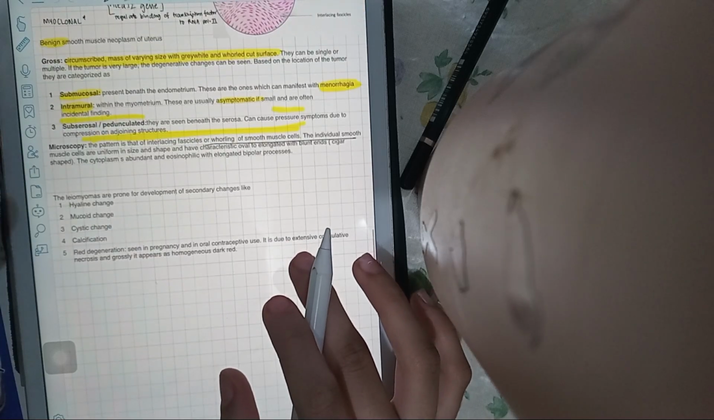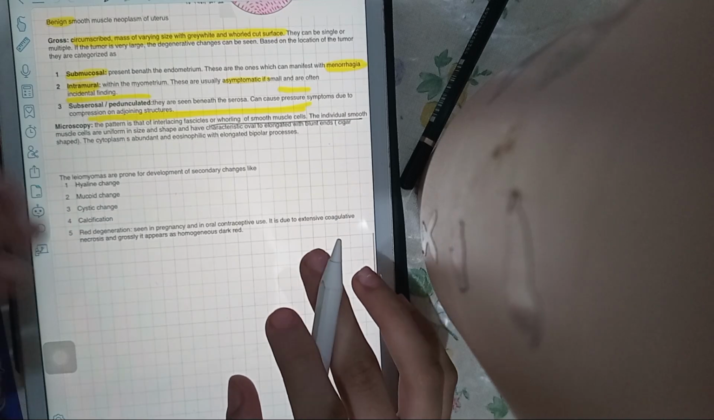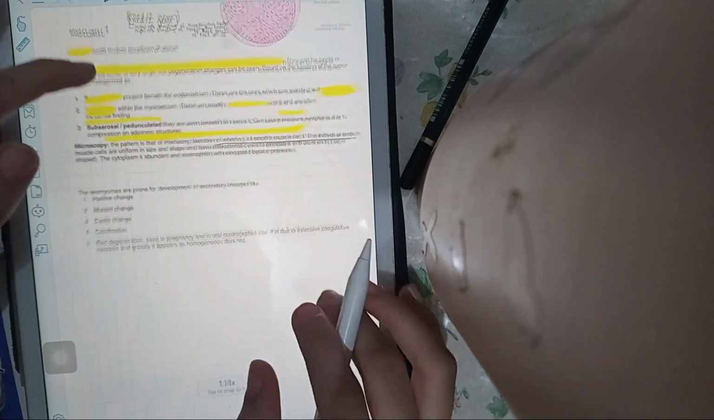Then you have subserosal and pedunculated ones. Basically, they are within the serosa. They cause pressure symptoms on the adjacent structures. So they usually have pressure symptoms. Again, no menorrhagia is involved.